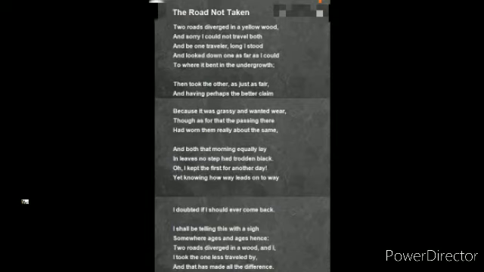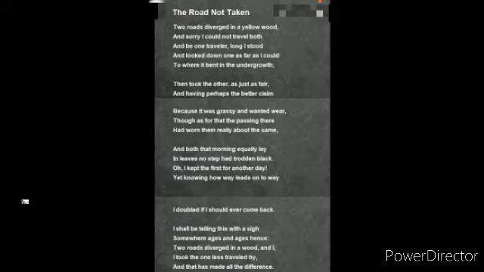Now let's come to the next line: and sorry. The poet is saying sorry. Why is he saying sorry? Because he could not travel on both the roads. He is saying sorry because he was a lone traveler. Being a single traveler, he could not travel on both the roads together at the same time. It means he is regretting that he could not travel both. And no one can travel on both the roads. Remember this.